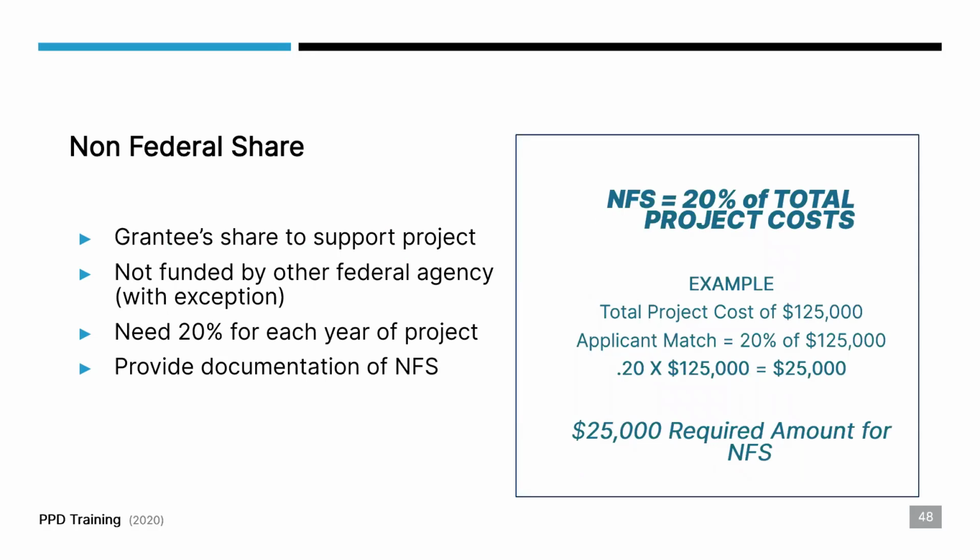So one thing we have mentioned, but haven't talked about in detail, is the non-federal share requirement. And it is a requirement, and it is the grantee's share to support the project. So non-federal share can include just straight up cash if you're lucky enough to be in a tribe or organization that can do that. Or, most of the time, it's going to be services or salaries or a resource. As long as those services, salaries, or resources aren't funded by other federal agencies, you can apply them towards your non-federal share.